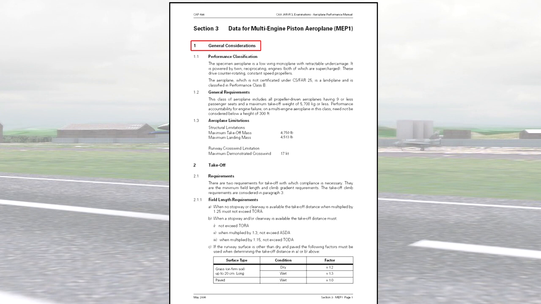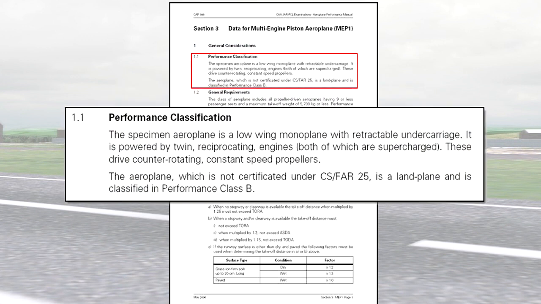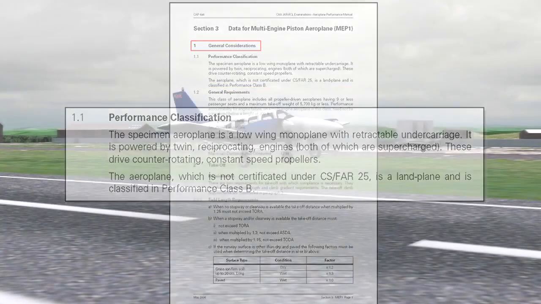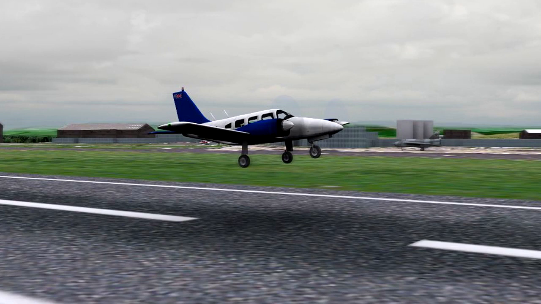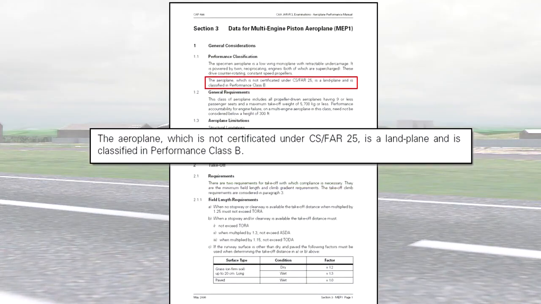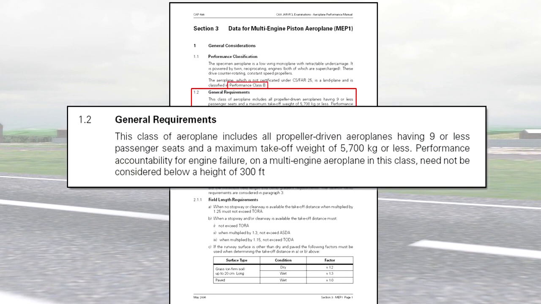However, first of all, there are some general considerations we need to discuss before the takeoff regulations are examined. Paragraph 1.1 of CAP 698 on page 1 of section 3 simply describes the specimen aeroplane used in the CAP 698 manual. The specimen aeroplane for Class B multi-engine performance is a Piper Seneca 2. CAP 698 confirms that this aeroplane is classified as Performance Class B, and goes on to remind you in paragraph 1.2 of the definition of a Class B aeroplane.